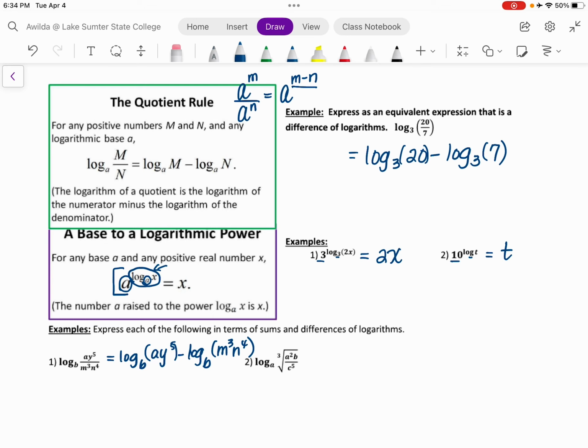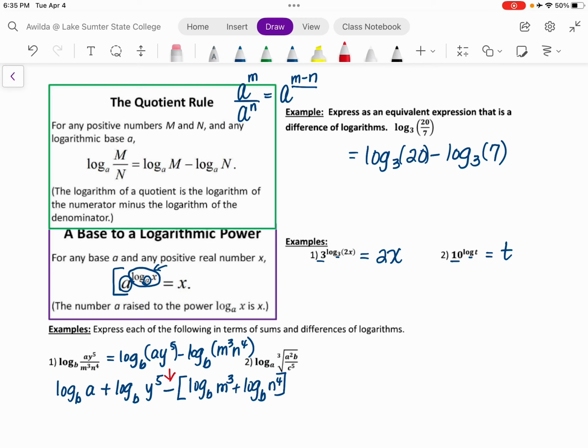Now for the first term, I'm going to use the product rule. So I can write this as logarithm base b of a plus logarithm base b of y to the 5th power. And then I'm going to subtract, and I'm going to use here some brackets. I'm going to subtract the logarithm base b of m cubed plus logarithm base b of n to the 4th power. Notice that I've put these brackets. I guess I could have also used parentheses because of this subtraction here. I want to make sure that I distribute accordingly.